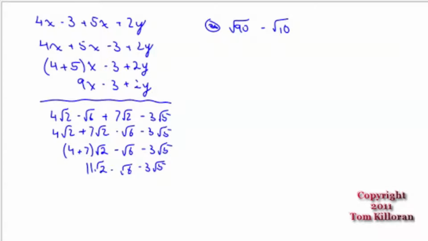So the 90, what's the smallest number that goes into it? 2. And 45. Does 2 go into 45? No. So 3 and 15, which is 3 and 5. So my pair is 3. So I'm going to take out a 3. What gets left behind? 10. The 2 from the top and the 5 from the bottom. So you have to be looking at these things that are left behind. So we take out a 3, and we're going to leave behind the square root of 10. Is it a square root?